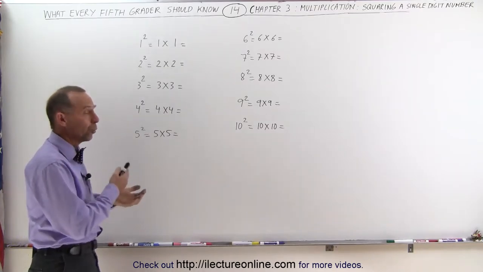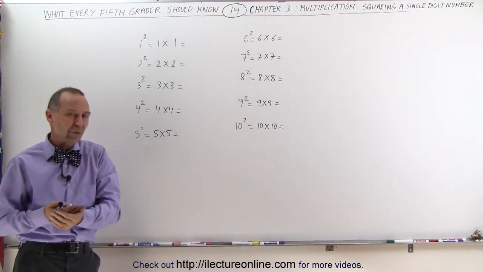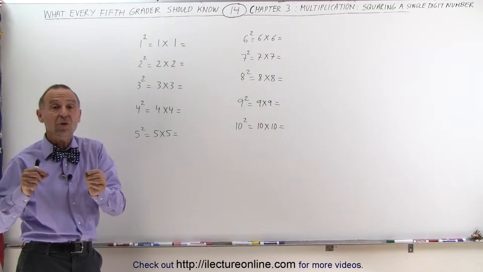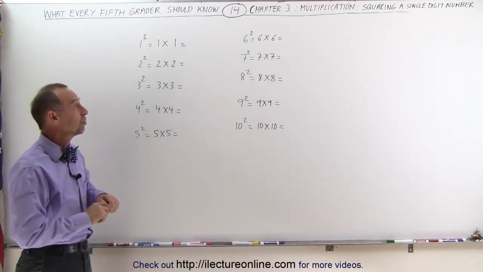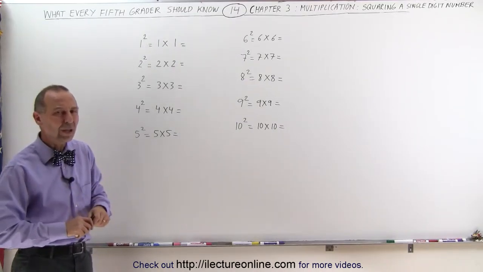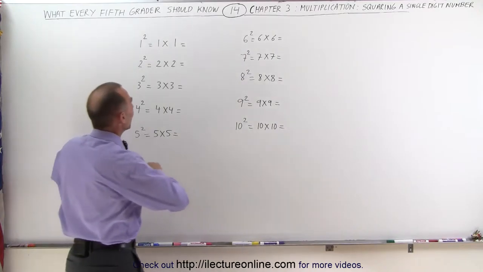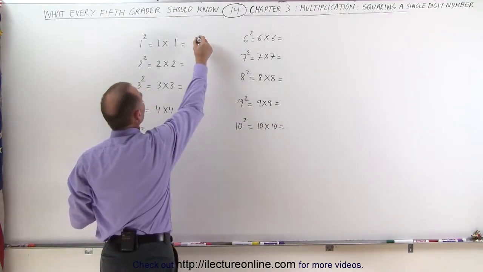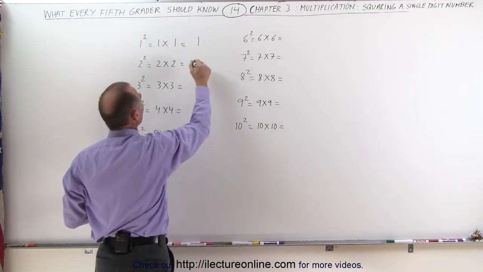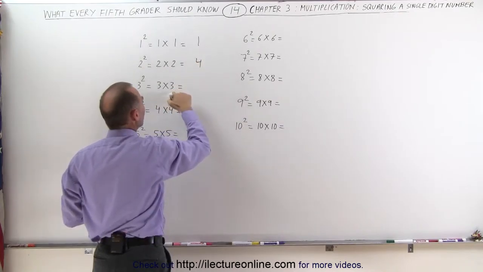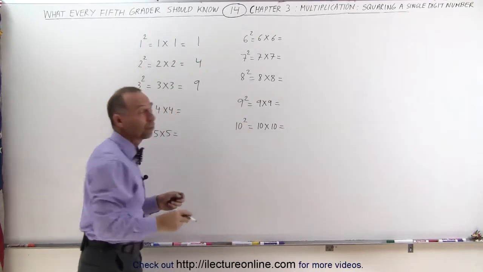And knowing the answer to 1 times 1, 2 times 2, 3 times 3, 4 times 4 really helps us also understand the multiplication tables. So we should try to memorize these as well, separately. 1 times 1 is easy. If you only have one of the ones, that's equal to 1. 2 times 2, 4. 3 times 3 is equal to 9. Those should be easy to remember.